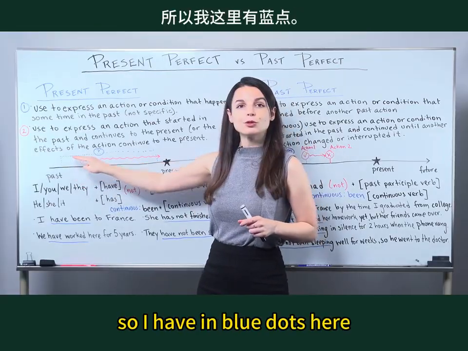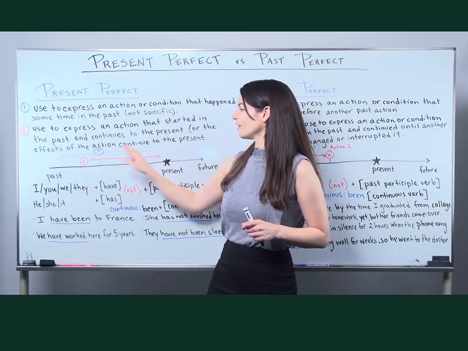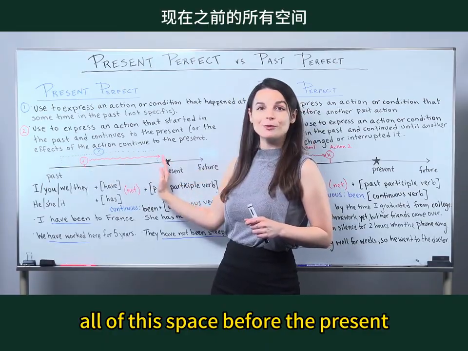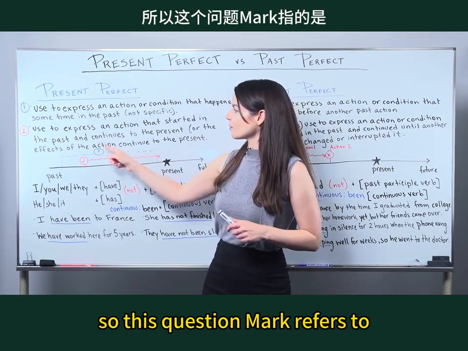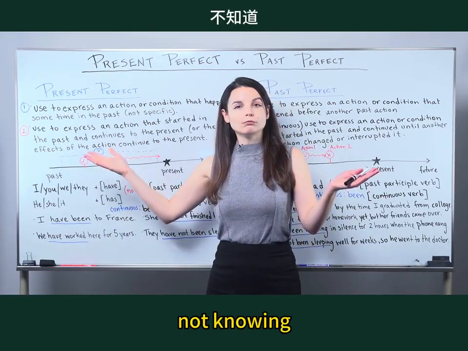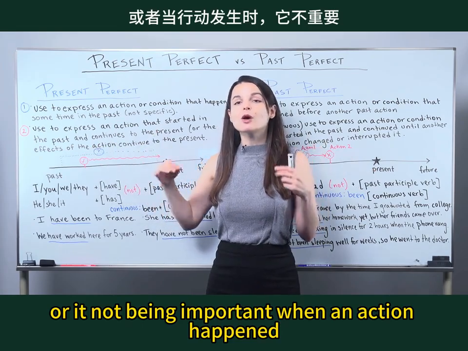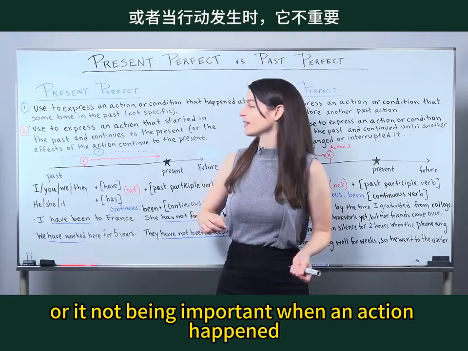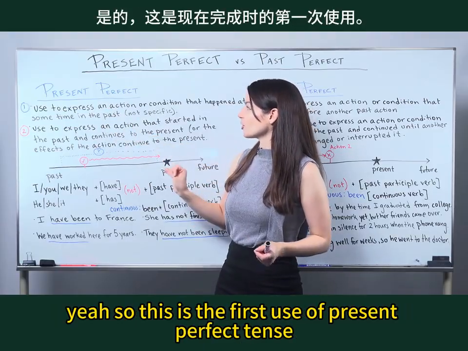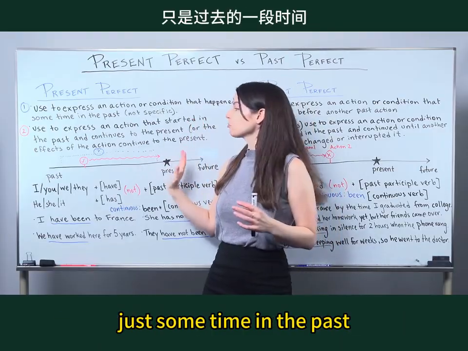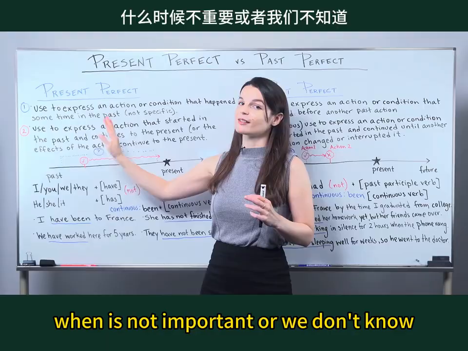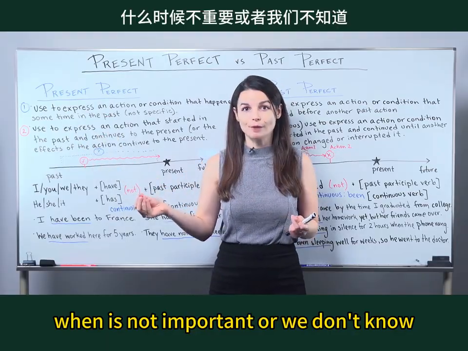So I have in blue dots here all of this space before the present, and a question mark here too. So this question mark refers to not knowing or it not being important when an action happened, yeah? So this is the first use of present perfect tense, to talk about something that happened just sometime in the past. When is not important or we don't know.